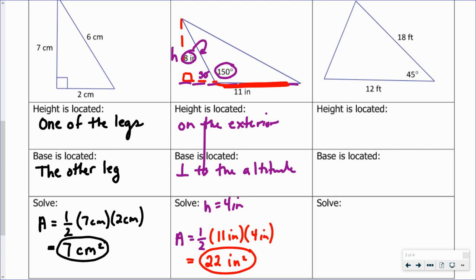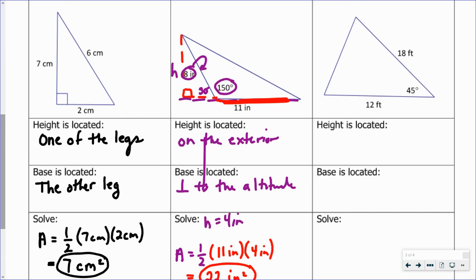All right, I want to look at the last one, which is an acute triangle. So again, all triangles have 3 altitudes. For me, the easiest one to draw right now, I think, would be this one right here, because that's going to break our triangle up into 2 triangles, one of which is a 45, 45, 90 triangle. So finding the height is going to be pretty easy. For an acute triangle, the height will always be in the interior.